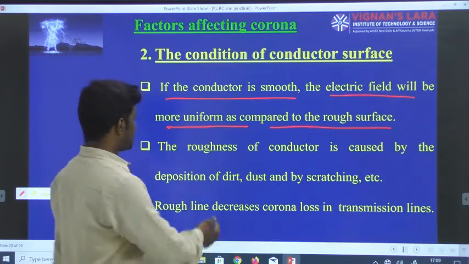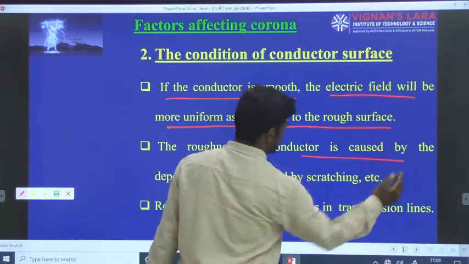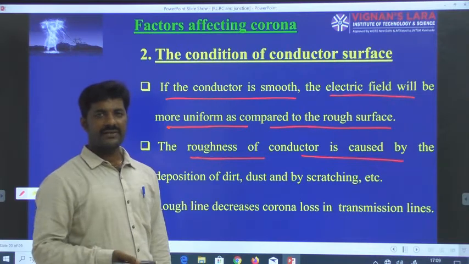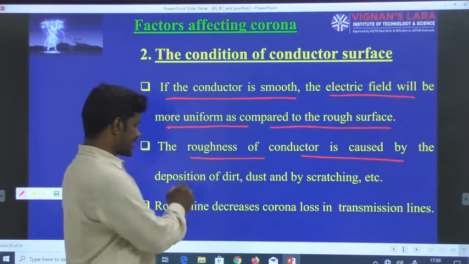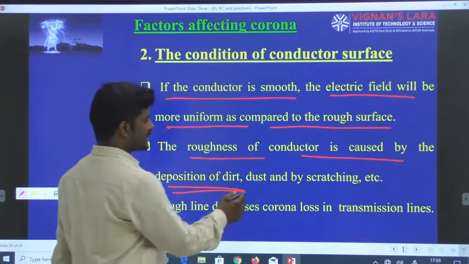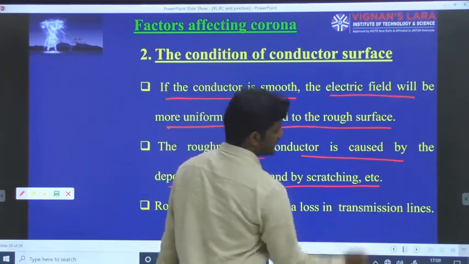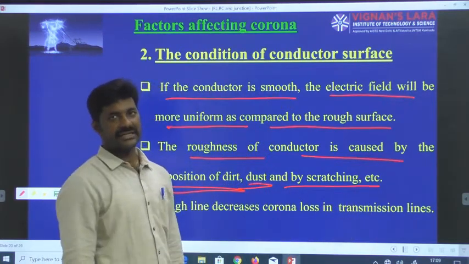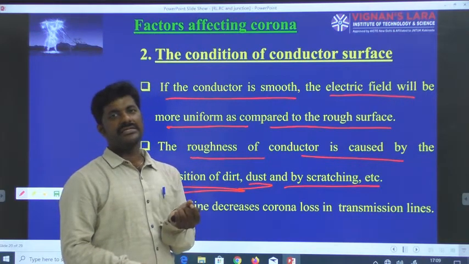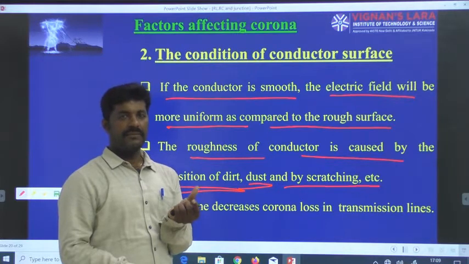So the roughness of the conductor is a cause. Then what are the reasons for the roughness of the conductor? The reasons are accumulation of dirt, that is deposition of dirt and dust, and also scratching of the conductors. So if the conductors are smooth, then the occurrence of the corona will be less.